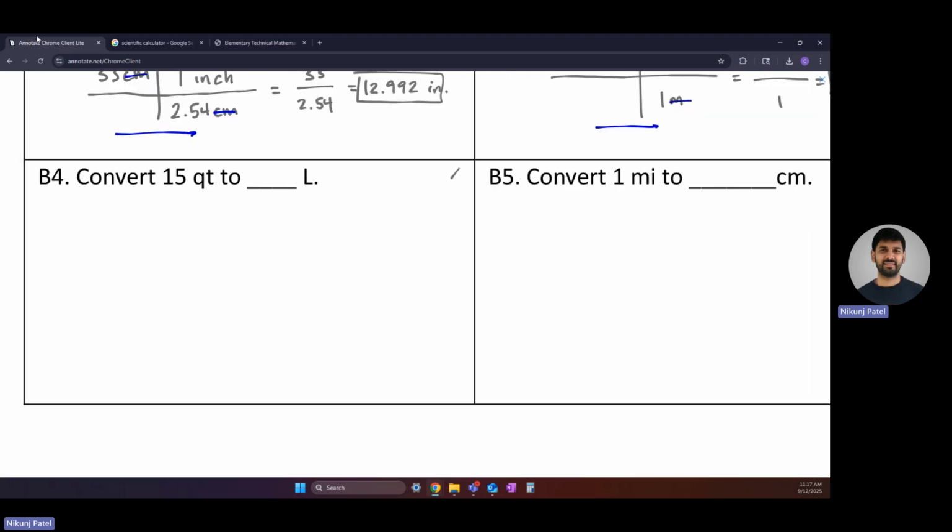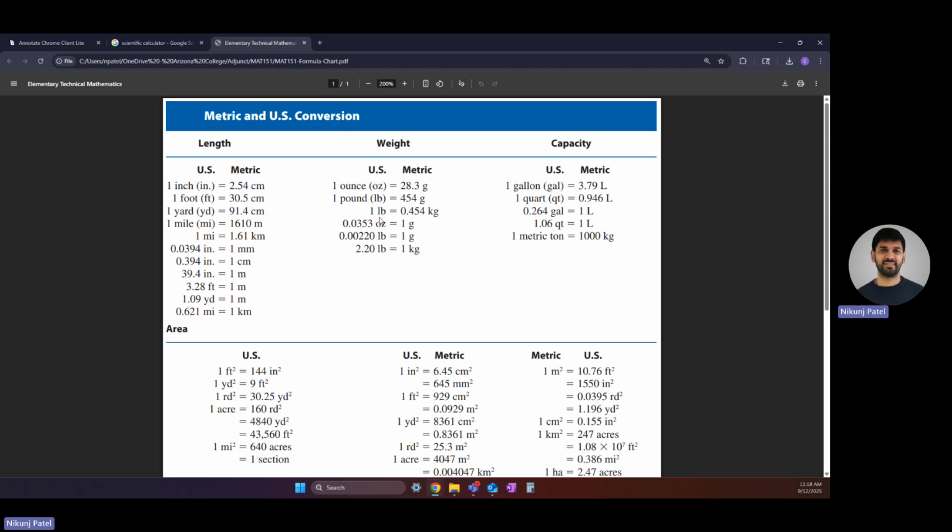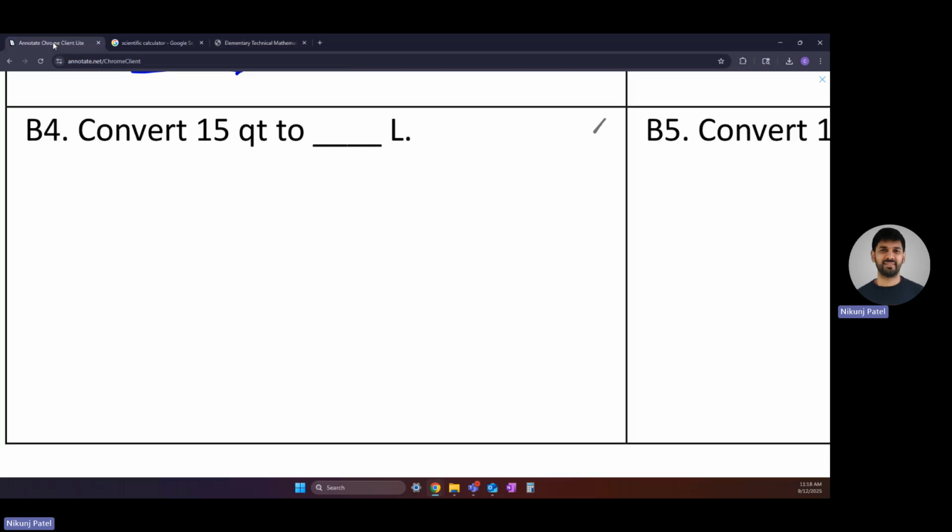Now let's do the same thing for each of these now. We're converting from quarts to liters here. So what is the conversion factor? Quarts and liters are capacity or amounts that you would measure for a liquid, for example. Well, we see quarts and liters in a couple of these. The most common one used here is the 1.06 quarts. For B4, 1.06 quarts is equal to 1 liter. So now you can use the same process to convert and use this as your conversion factor.